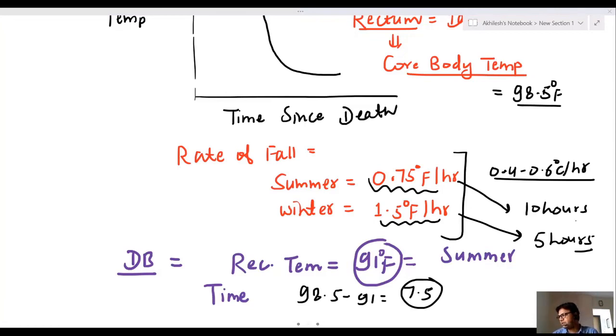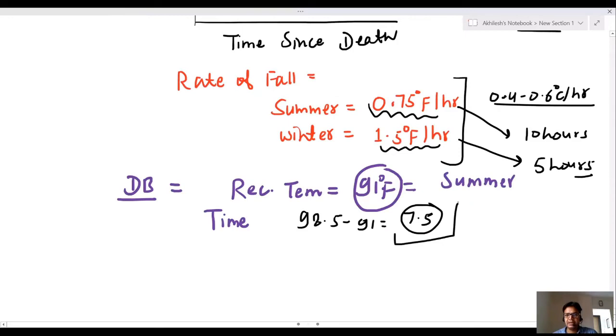Sharma, you are saying it very right. Whatever your temperature is, subtract it from the normal temperature. Whatever fall is there, this fall in summer, this fall in winter, this is how we calculate time since death.